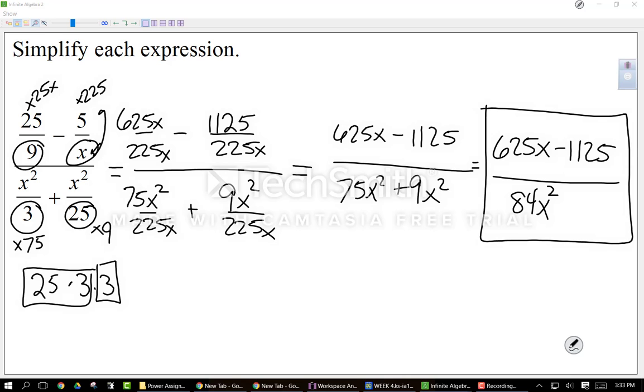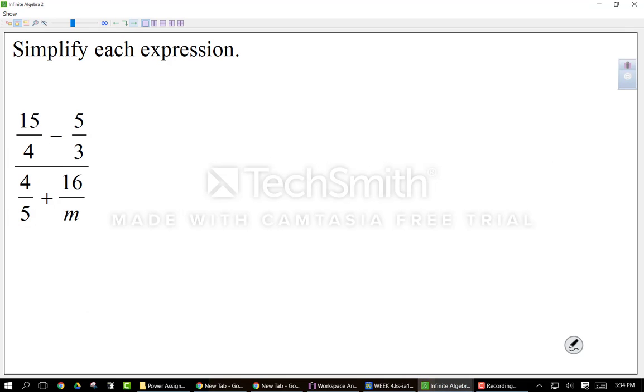Now if you wanted to factor out the numerator and make it smaller, this would be one possible way. You would get 125 times 5x minus 9. Okay, that would be a way to do that. I would leave it as 625x minus 1125, but you can factor it out. That's okay.